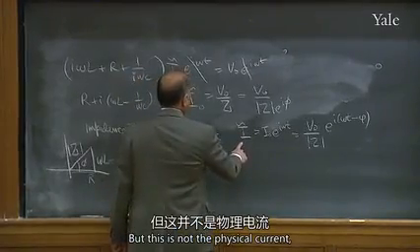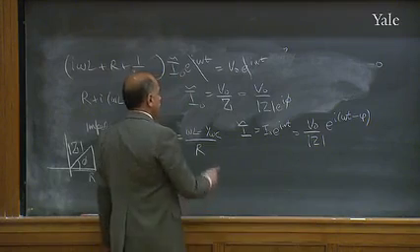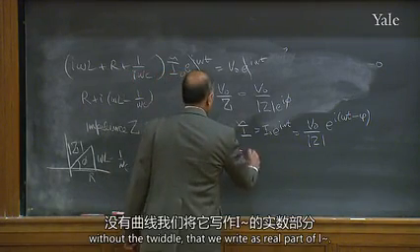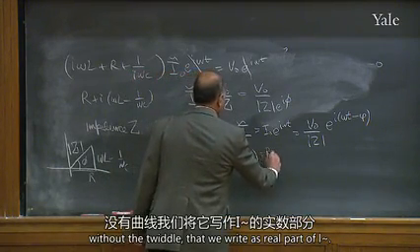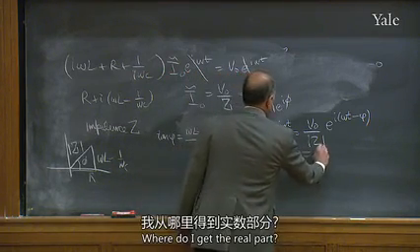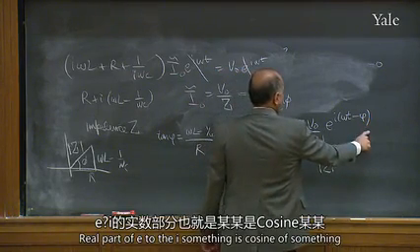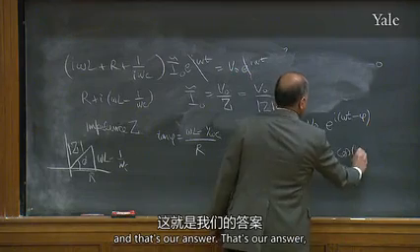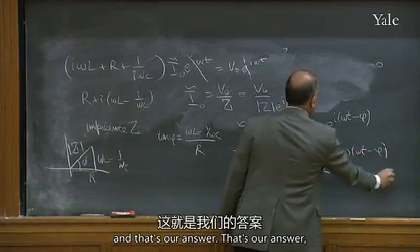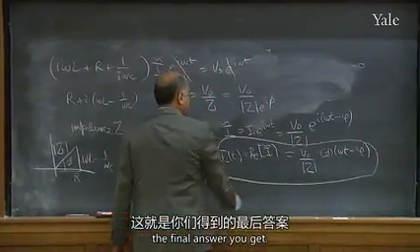But this is not the physical current, because it's the result of a complex voltage. The physical current is the real part of this without the twiddle, that we write as the real part of I twiddle. Where do I get the real part? V naught and the absolute value of Z are both real. The real part of e to the i something is cosine of something. And that's our answer. That's the final answer you get.